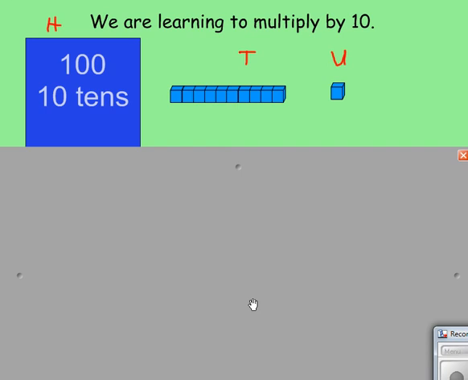Today we're learning to multiply by 10. Here at the top you've got some pictures that you're used to seeing. You've got your units. 10 times bigger is the tens in the tens column. 100 times bigger is this size.